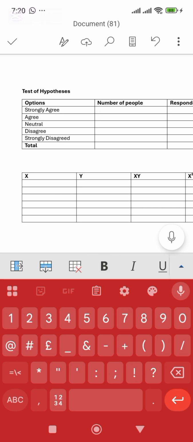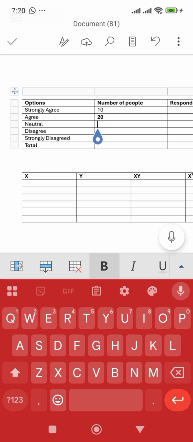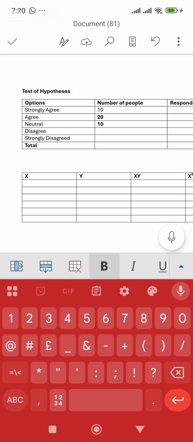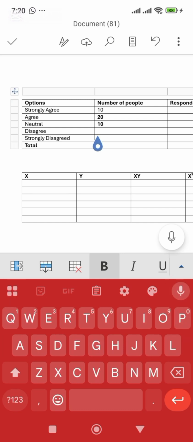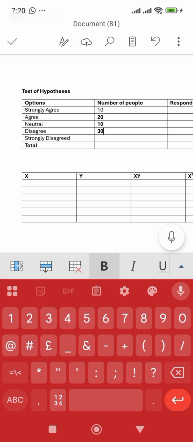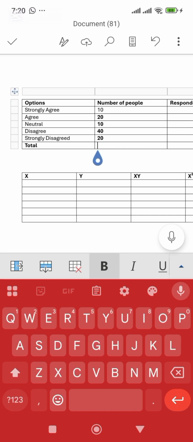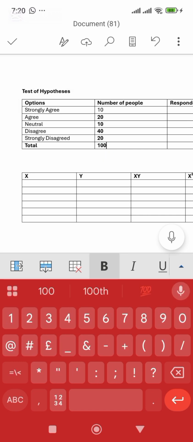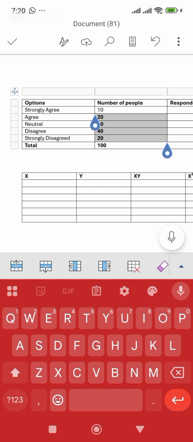Now let me say 10 there. Let me make the second part 20. This is strongly agree. Normally strongly agree is usually the highest, so let me make it like 30 or 40. Let me think, what should I put? No, I want it to be 40. So 30, yes 40. You can see it's complete 100, because 40 plus 20 plus 20 is 80, 10 plus 10 is 20, that is 100.